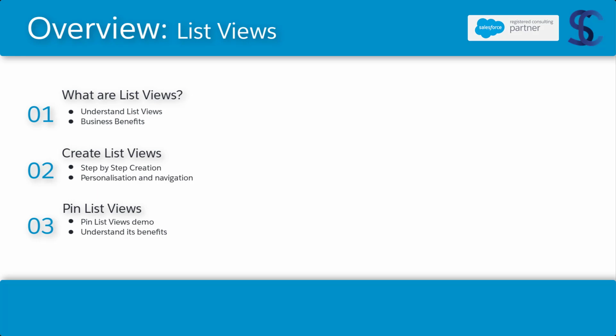Today we're going to be looking at three main points. We're going to start off with looking at what list views are and understand their benefits to your business. We're then going to look at creating list views and go through it step by step, and also look at how we can personalize them to your exact needs. And then finally we're going to have a look at some of the Spring 19 releases that came out and how they have affected our list views and how their new features have benefited our businesses.